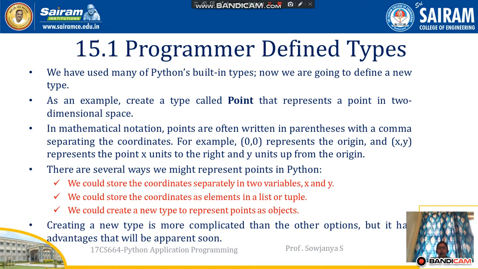For example, say we want to create a user defined type called Point, which represents a point in two dimensions. What does this point do? It represents something, right? It is representing two-dimensional space.